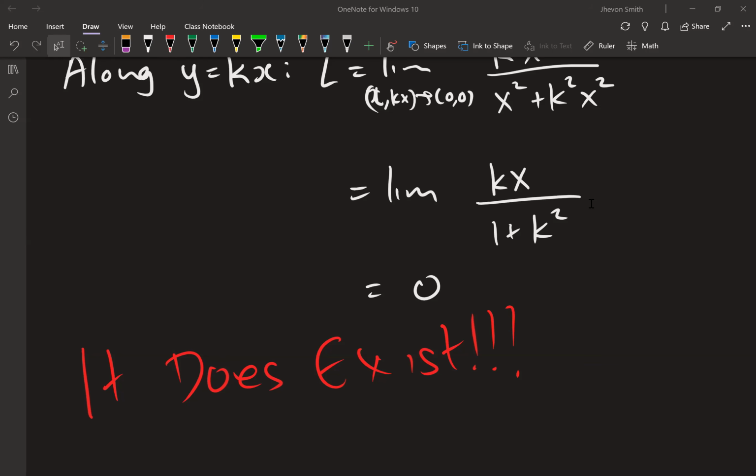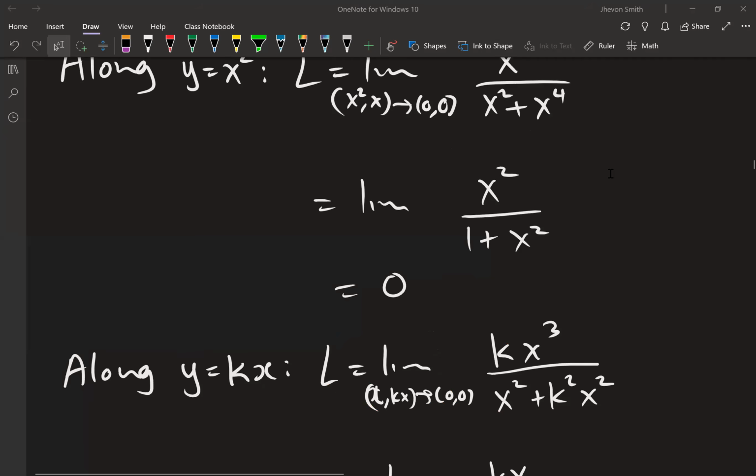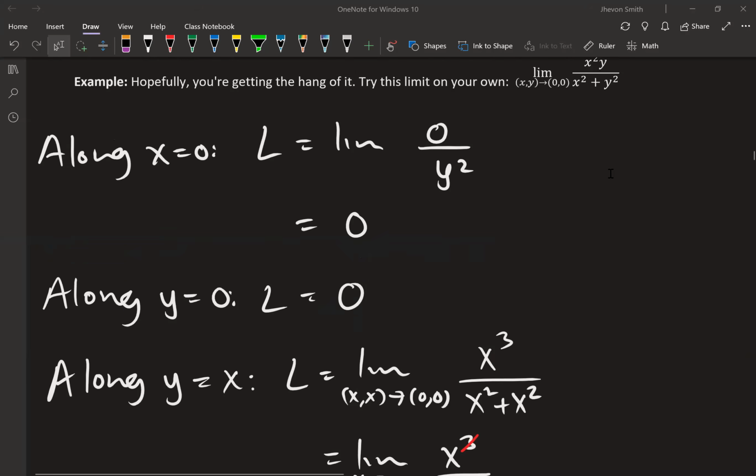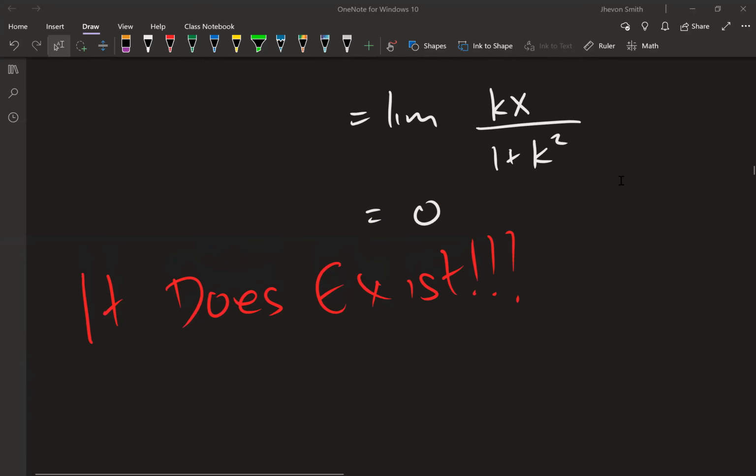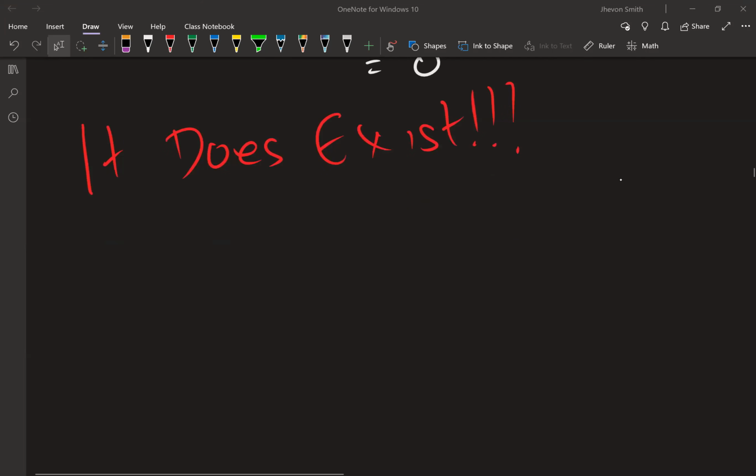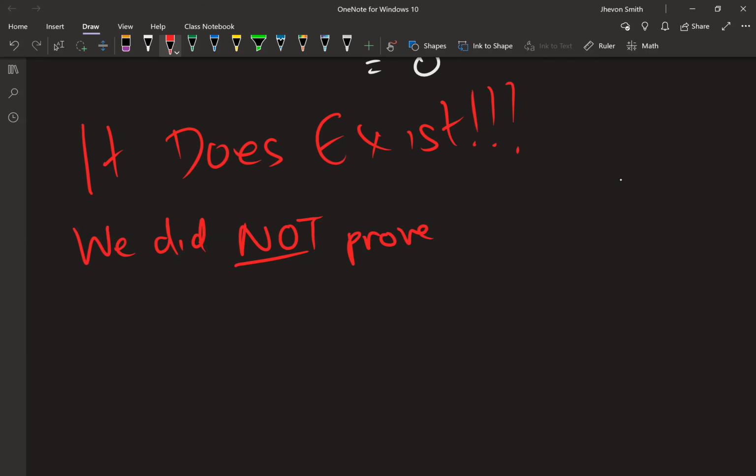All right. So we've actually encountered a limit that does exist. Now, to be perfectly clear, we didn't show that it does exist. We didn't prove this, but my gosh, it's getting suspicious at this point.